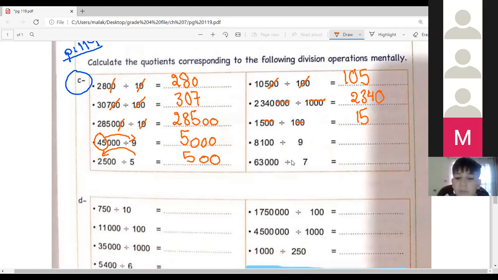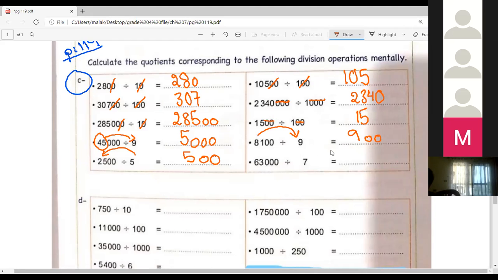Yalla. 8,100 divided by 9. We put the 2 zeros. Okay. Then on the line, then we divide 81 over 9. It's 9. Bravo, Zain. Thank you.